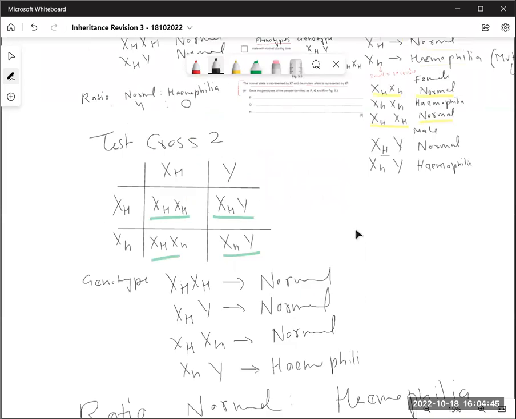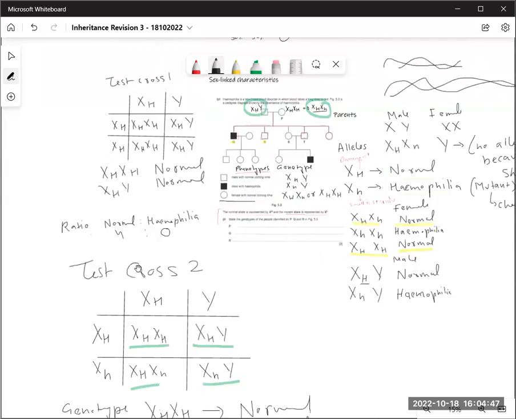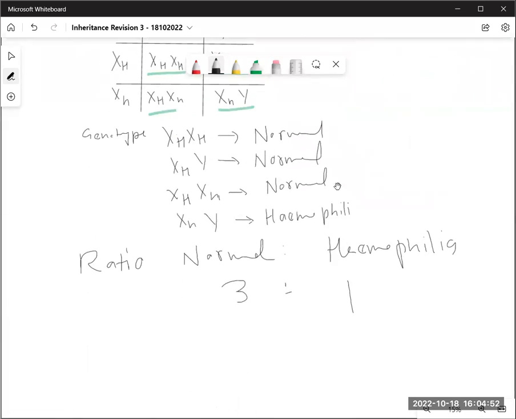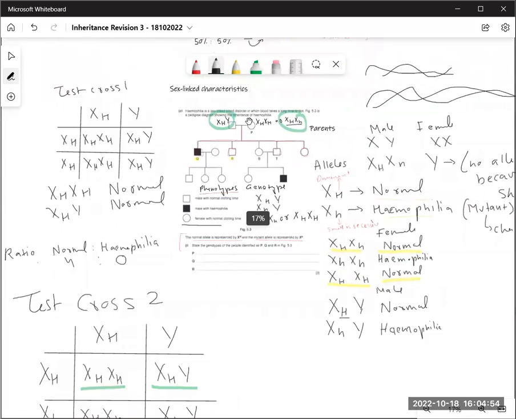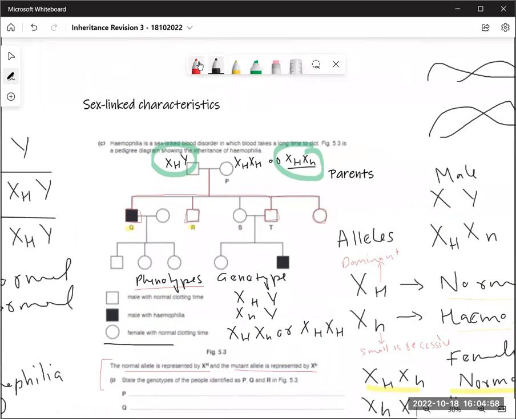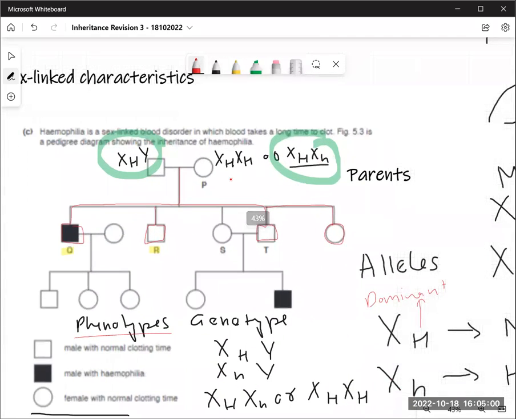So, Luna, which of these, the 4:0 ratio or 3:1, matches with the question? 3:1. So that's the second cross. Therefore this parent must be X capital H X small h. She cannot be this. If both of them are capital H, then we won't get any hemophilia. So this is not possible. Let's cross this out.